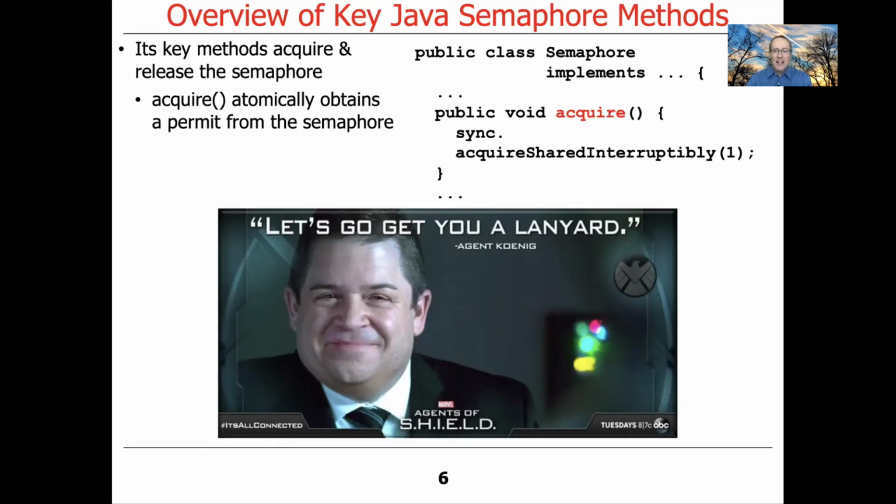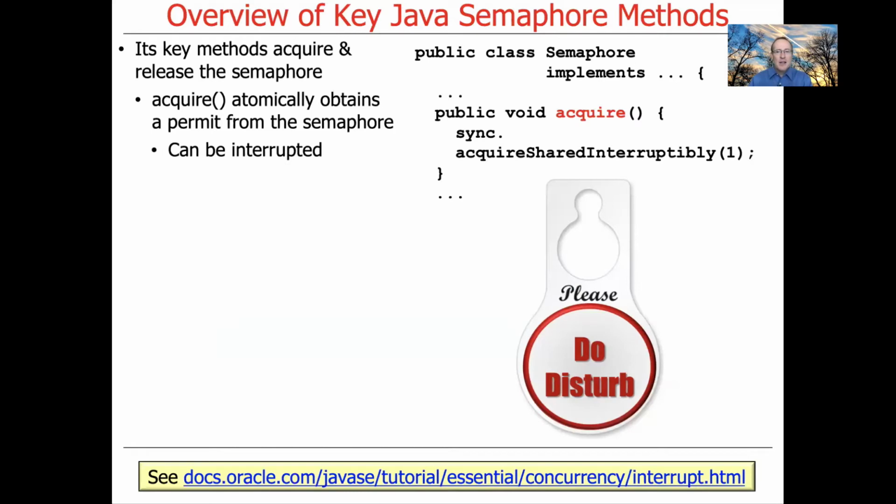I've been having lots of fun lately watching the Agents of S.H.I.E.L.D. TV show, and there's a guy named Agent Koenig who's always handing out lanyards to everybody. So if you watch Agents of S.H.I.E.L.D., you'll remember Agent Koenig, and he's actually a triplet. So anyway, he's giving out lanyards, kind of like the semaphore's acquire method gives out permits.